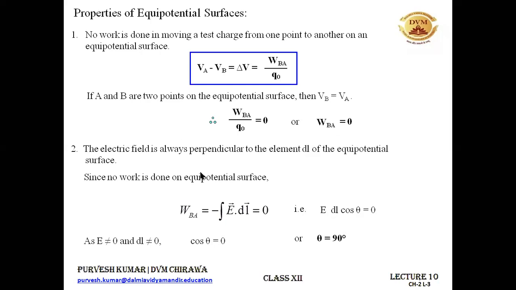Hence, the equipotential surface is always perpendicular to the electric field. Okay, so that's what we have proved, that E and dl have an angle of 90 degrees between them. It means the equipotential surface element dl is perpendicular to the electric field E. All right, so this is our property number 2. The proof for it is very simple.